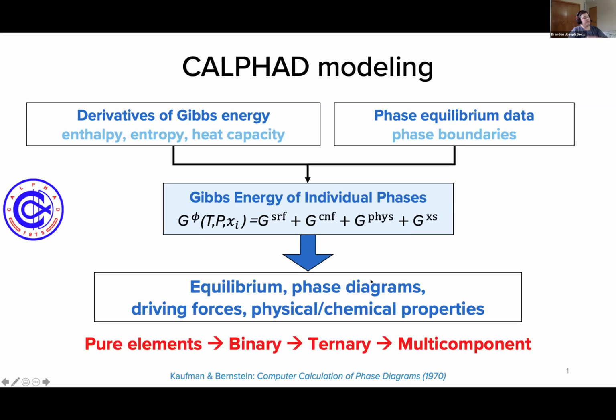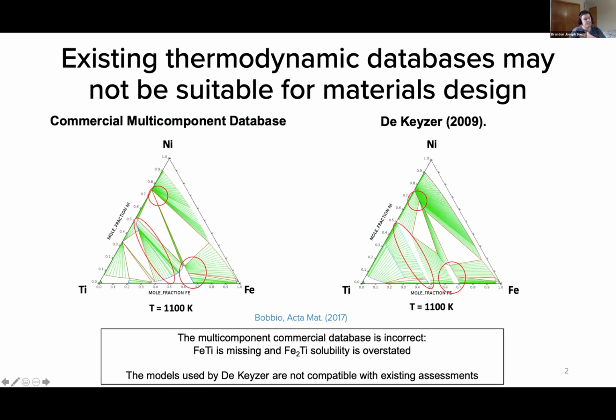We do this typically in CalFed by building up databases from pure elements to binary, ternary, and multi-component. If you're familiar at all with CalFed, you know that there's a wealth of commercial databases out in the world that you can purchase. And a lot of these databases traditionally have been developed for particular alloy systems.